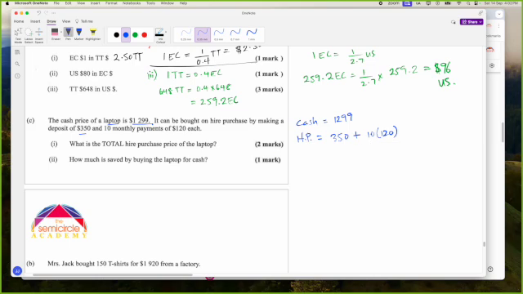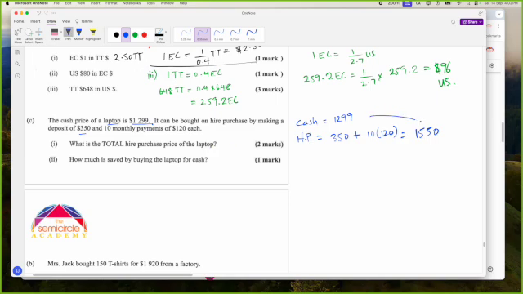I'm not even going to read the rest of the question. I'm going to work that out one time. 350 plus, brackets, 10 times 120. I get 1550. Let me know if I'm making any errors. So the hire purchase price is 1550.